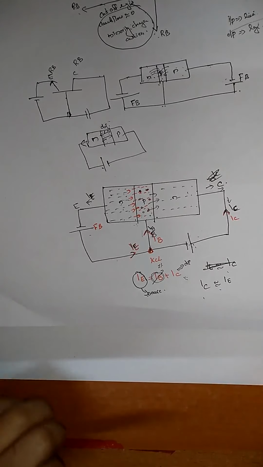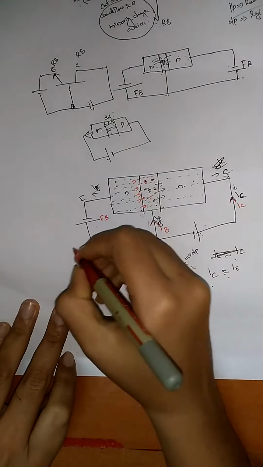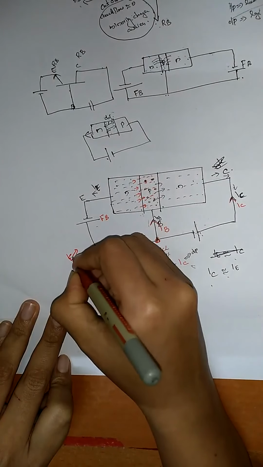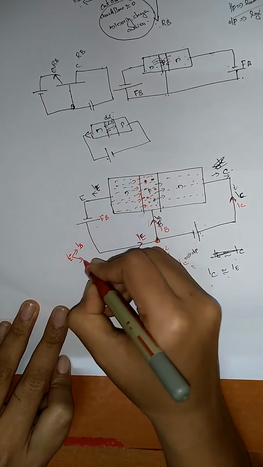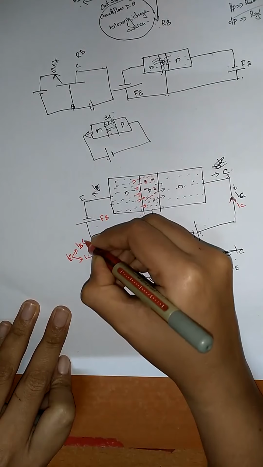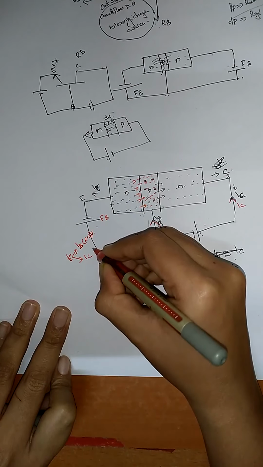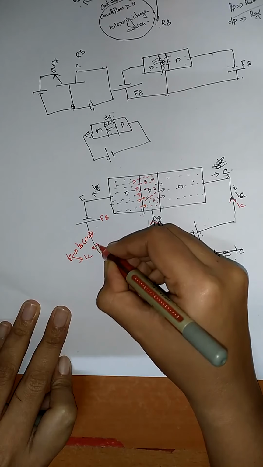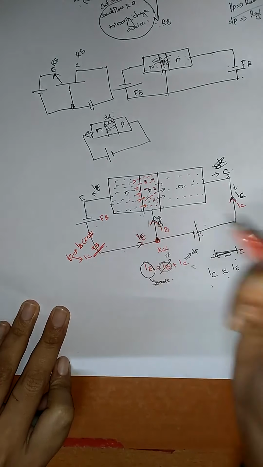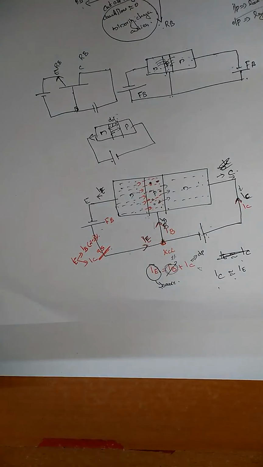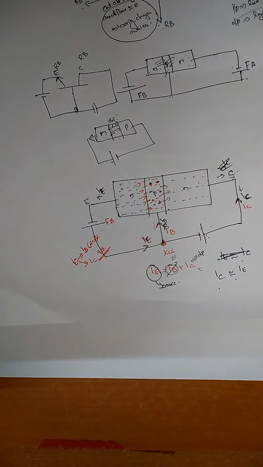Or I should say my current IE splits into two, that is IB and IC. This IB will be only 2 to 3% of the total current, and the rest, more than 95%, is collected at the collector terminal.